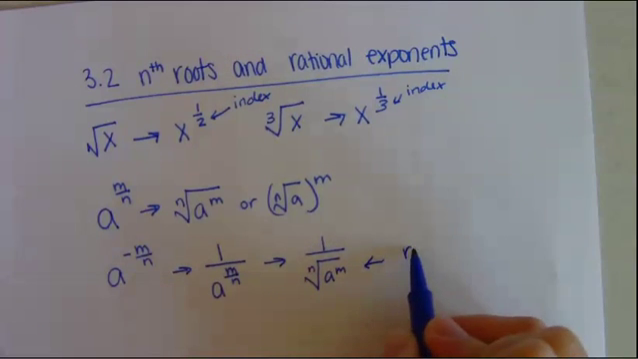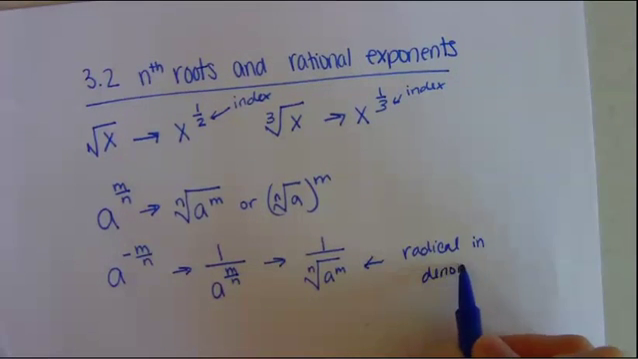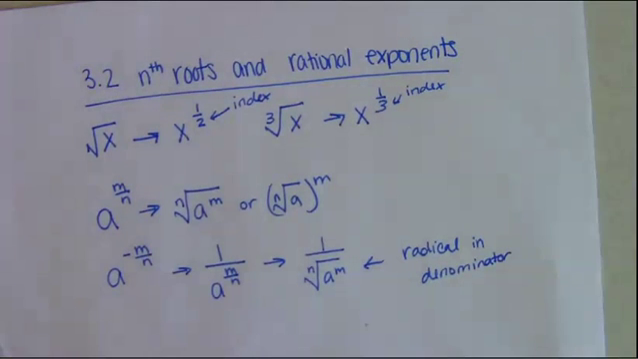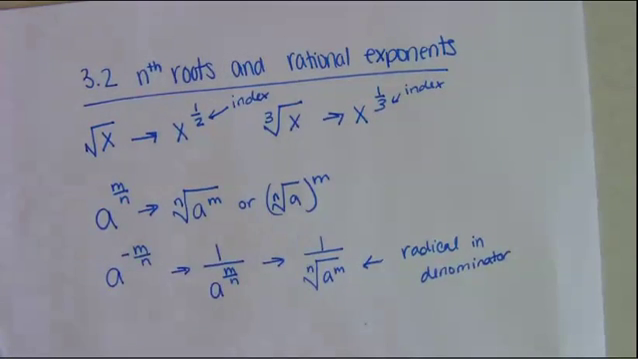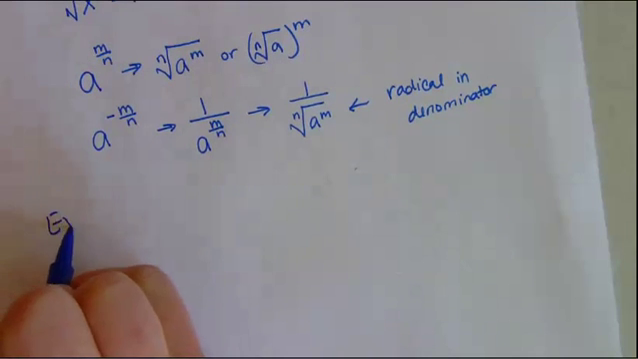We have a radical in the denominator. We're going to work with that a lot more in the next section, that we have to rationalize that. Today, we don't have to worry about that. We're just practicing moving back and forth. So let's go ahead and do example 1.